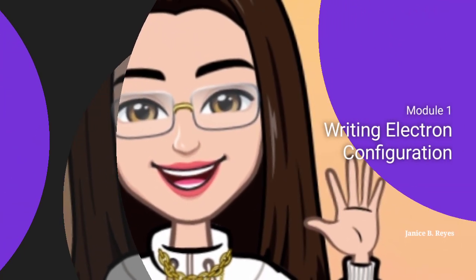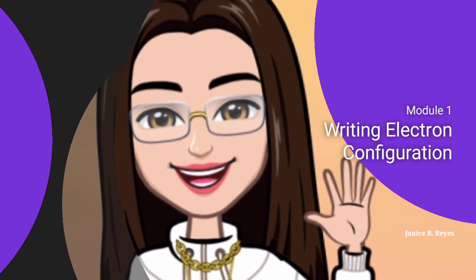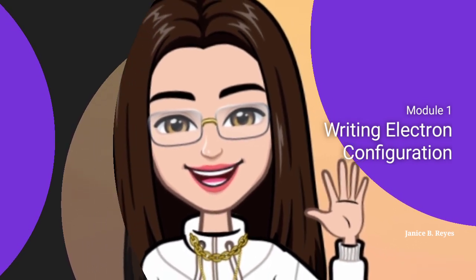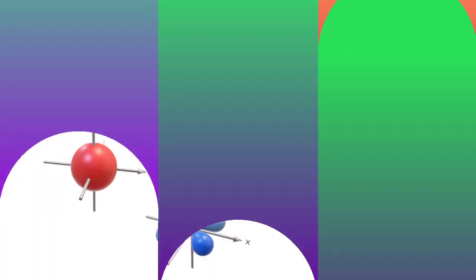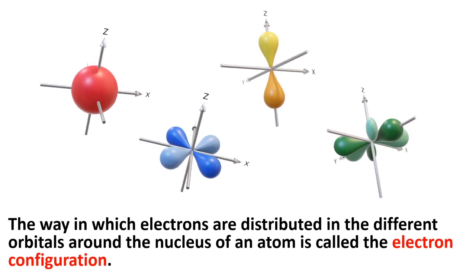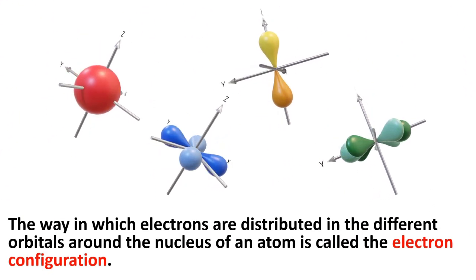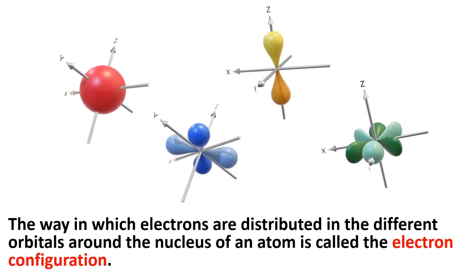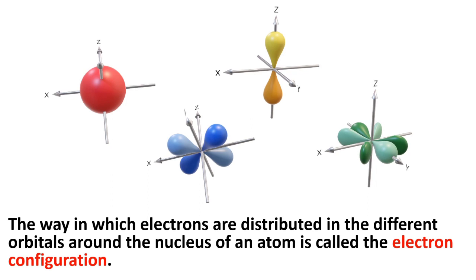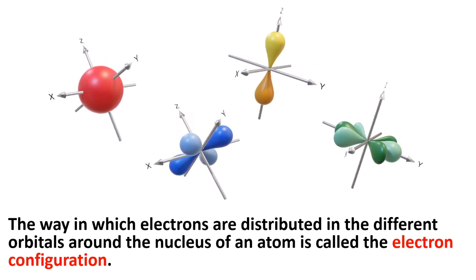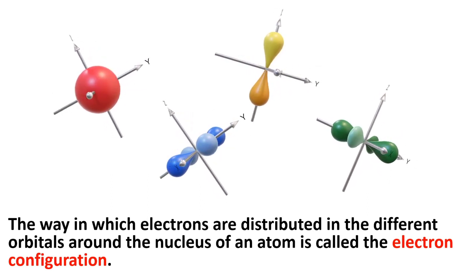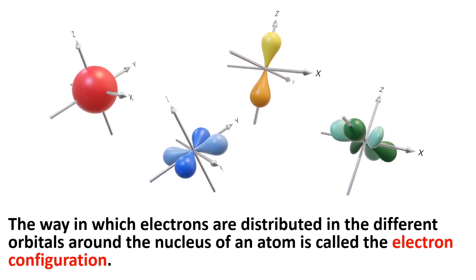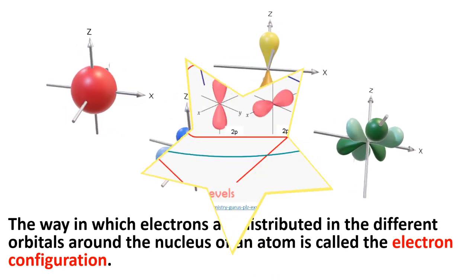I'm going to teach you today how to write an electron configuration of an atom. In an atom, electrons and the nucleus interact to make the most stable arrangement possible. The way in which electrons are distributed in the different orbitals around the nucleus of an atom is called the electron configuration.